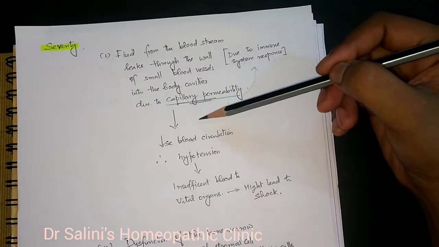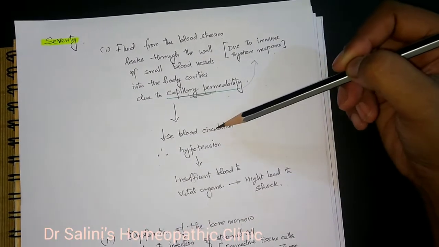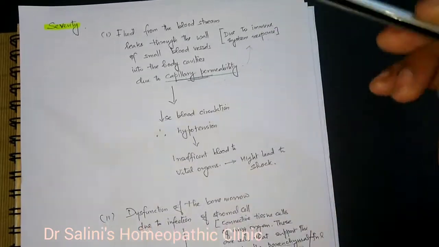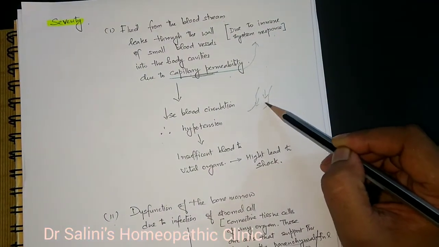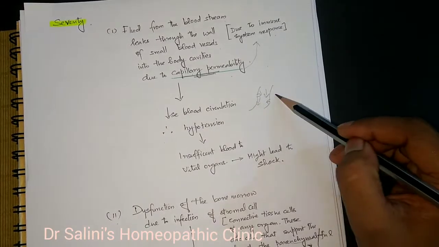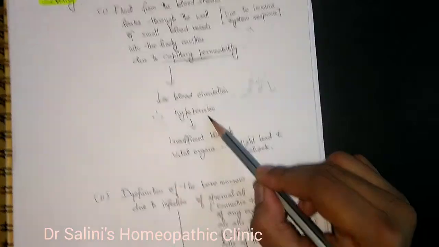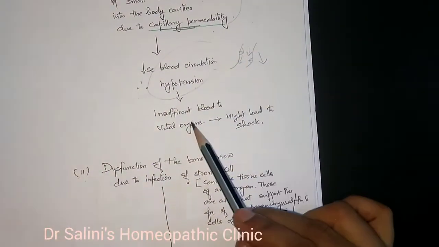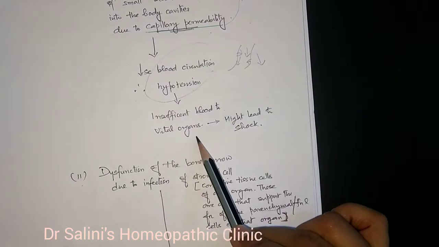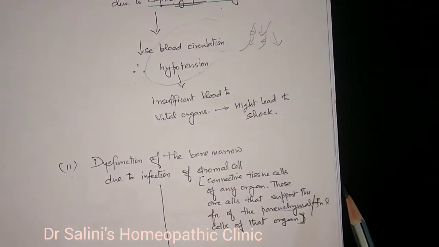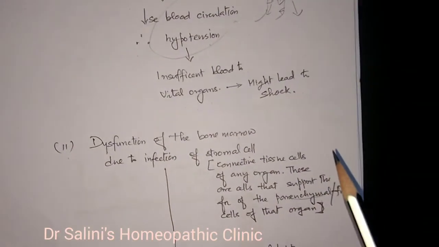Now once the fluid is decreased, definitely there will be a fall in the blood circulation. When there is a fall in the blood circulation, the pressure also falls, leading to hypotension. Altogether there will be insufficient blood supplied to the vital organs, leading to shock, or dengue shock syndrome.